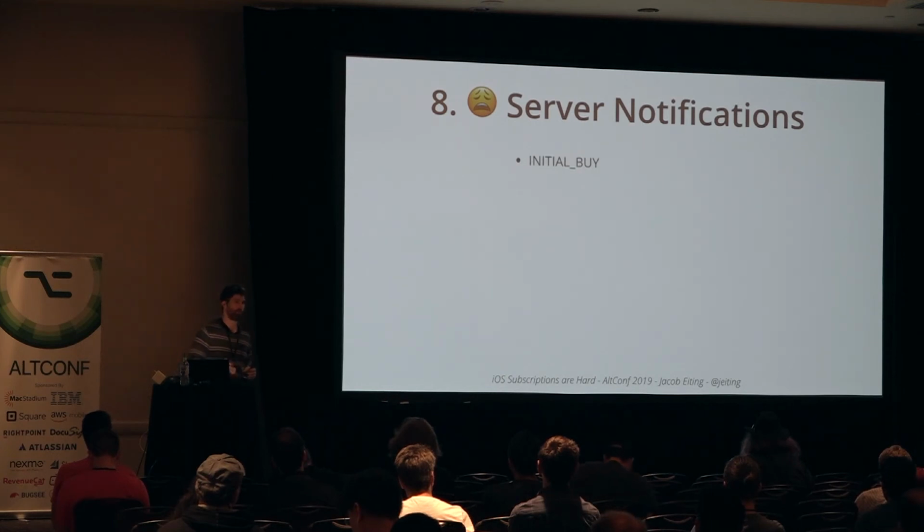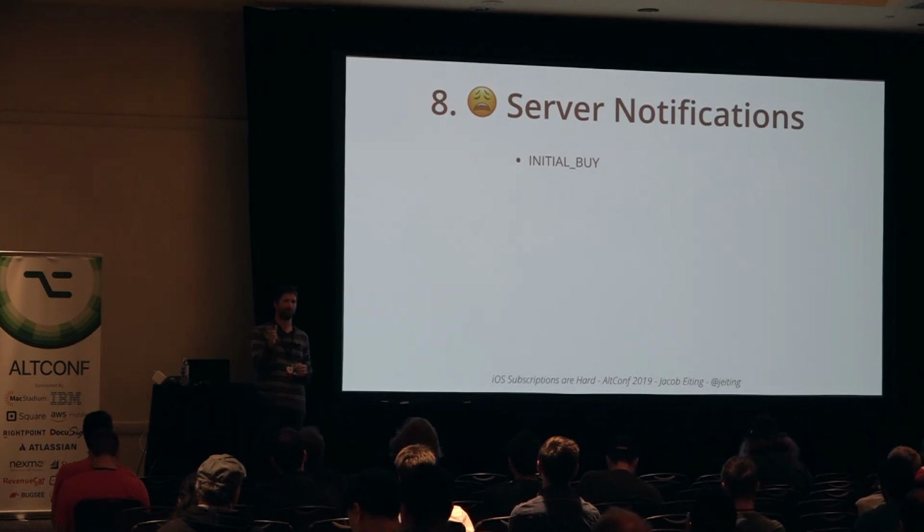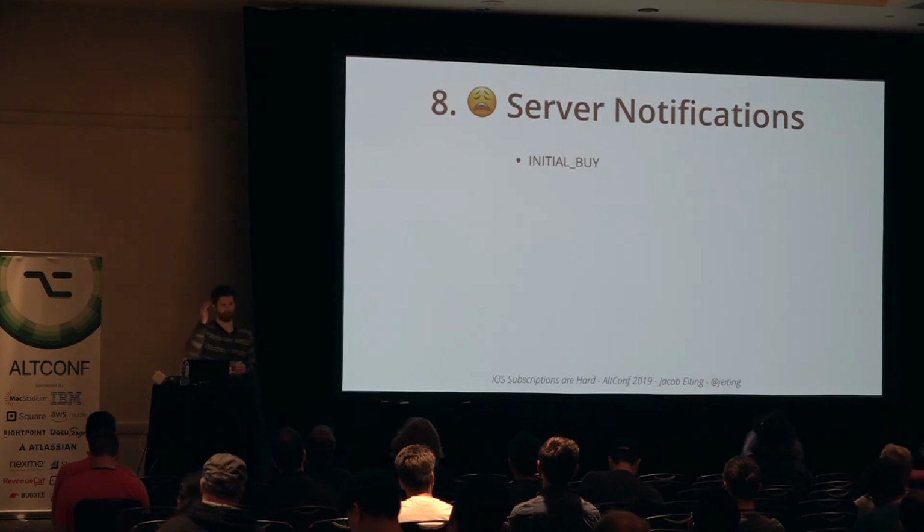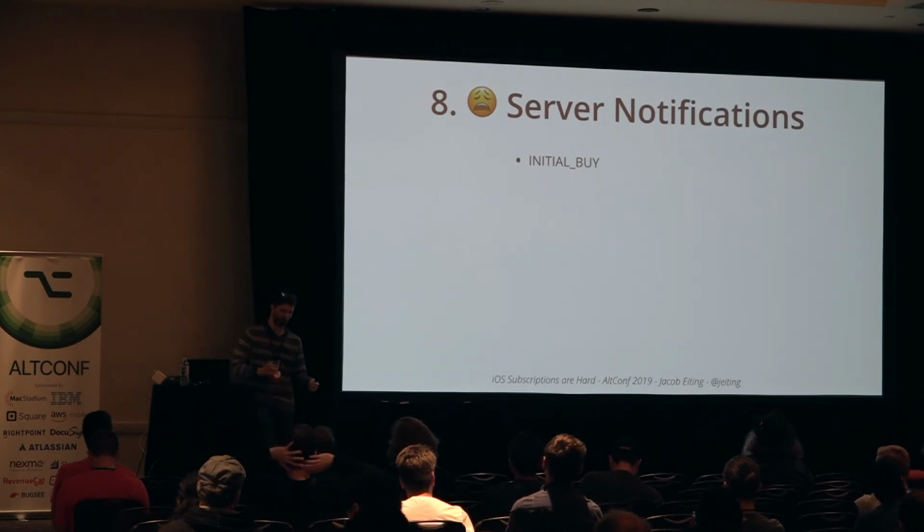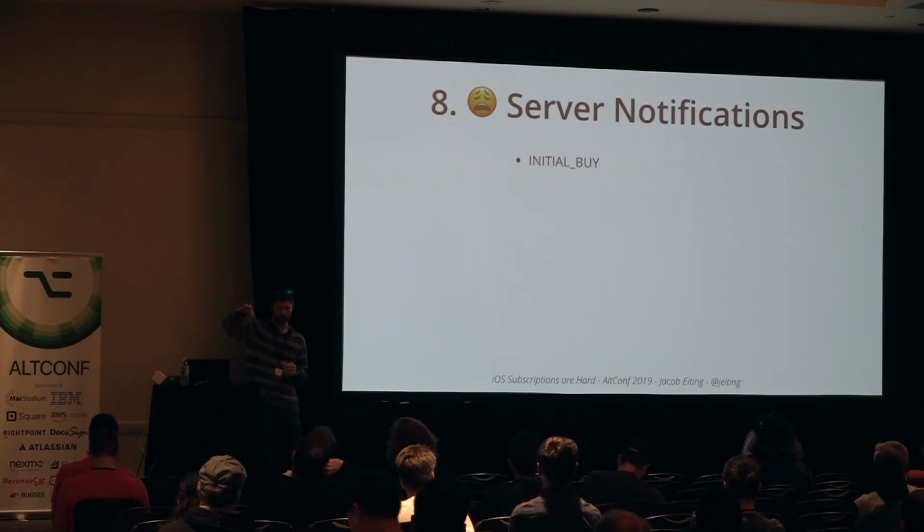Initial buy. So one of the events, sorry, let me back up. Server notifications means you're going to go into App Store Connect and you're going to give Apple a URL, and then they're going to ping you when a bunch of different stuff happens with your subscriber base, right? And then they have a certain number of event types that they send. The first one is initial buy. So anytime somebody starts a subscription, they're going to send you a receipt.